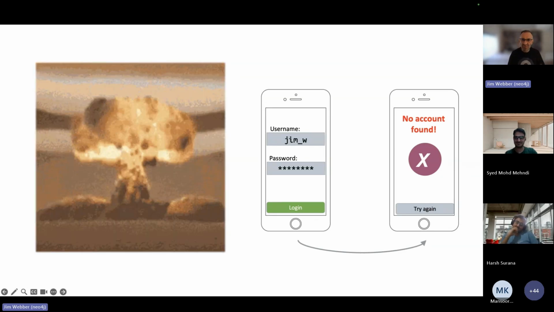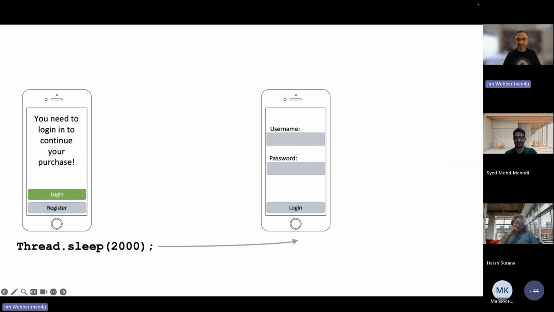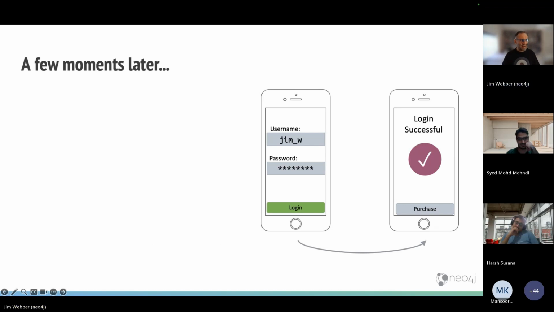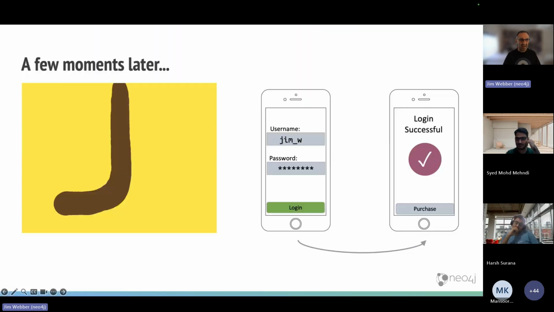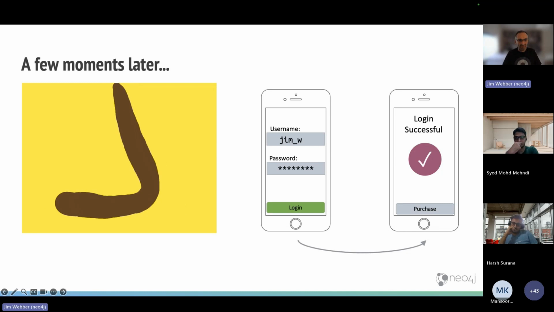What's even worse though, check this out. If I'd done this, thread.sleep 2000, the ultimate debugging tool for threaded and distributed systems. If I'd done that, typed in my username and password, now I get login successful. And in many ways, that's even worse, right? Because it's non-deterministic. Thread.sleep is not the answer to any of these things. Do I thread.sleep 2000, 3000, 2001? And the answer is you don't know. And so this is insane.